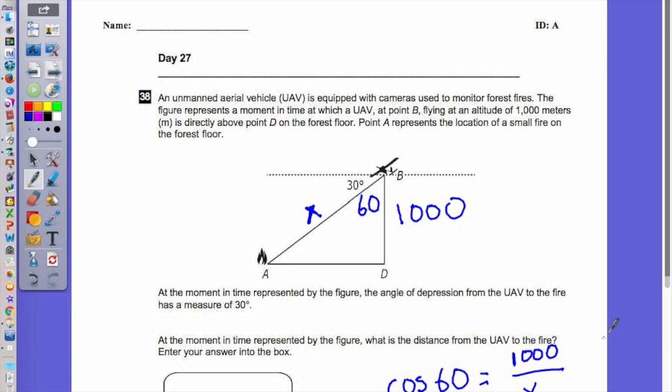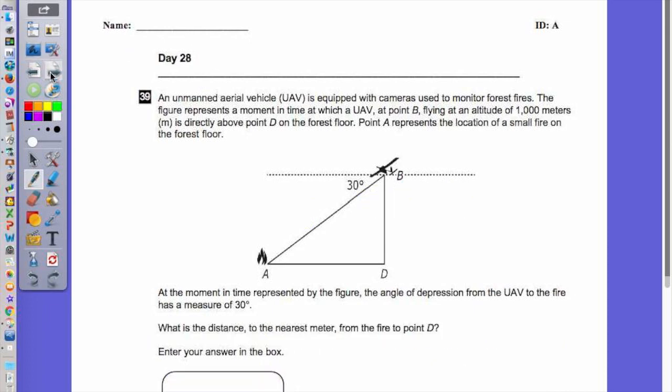Okay? So 1,000 divided by 0.5 is 2,000. It's 1,000 meters above the ground, but it is still 2,000 meters from the fire. I know, 1,000 meters away. You know, it's been a long day. Oh, it's another one. But it's the same thing, but with a different line that you're finding.